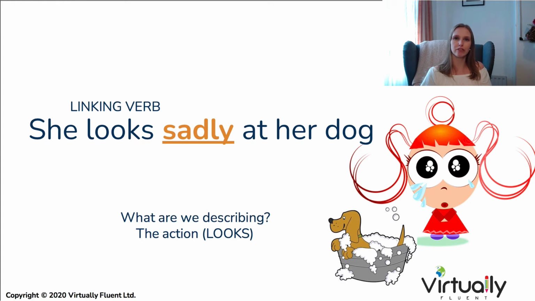So just be careful with linking verbs. You really need to understand the entire sentence. What is the linking verb describing? And as a result, do we need to use an adjective or an adverb?